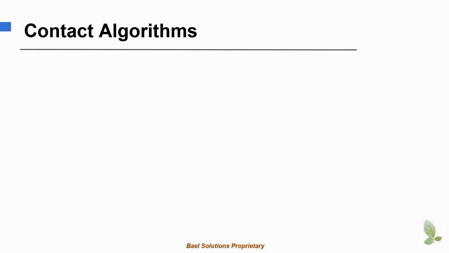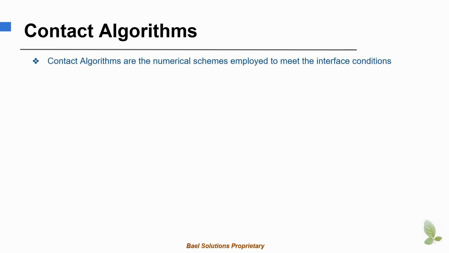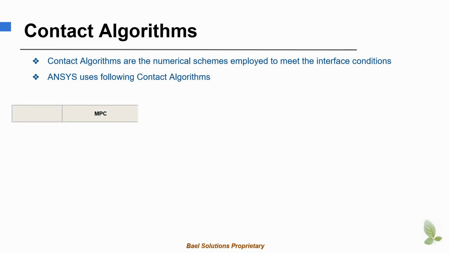In the last slide, we saw the conditions of contact separating force and the contact penetration that are required to be satisfied to have a realistic contact simulation. The contact algorithms in ANSYS that are used to ensure these conditions in a contact pair are listed in the table below. Contact algorithm options in ANSYS are 1.